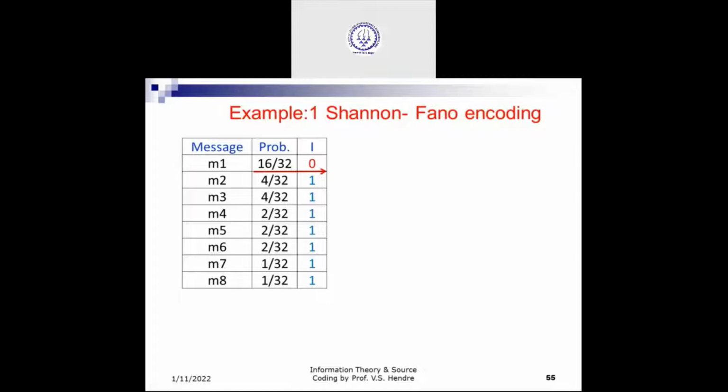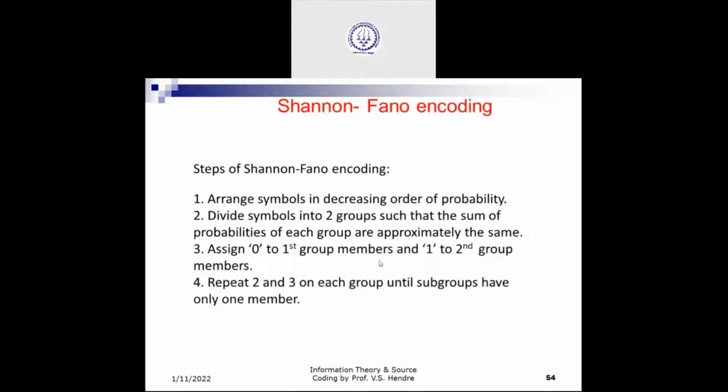Once again I will repeat. As per step number 2, I tried to divide the probability symbols into two approximately equal parts. Upper part sum is 16 by 32, lower part sum is also 16 by 32. So I got upper part as M1 and lower part as M2 to M8. Step number 3, I have to assign 0 to the upper part and 1 to the lower part. Step number 3 I have already completed.